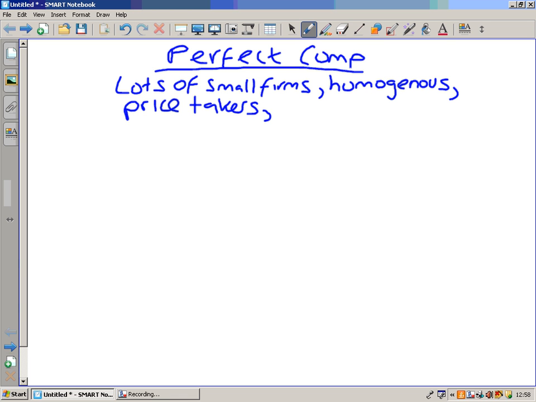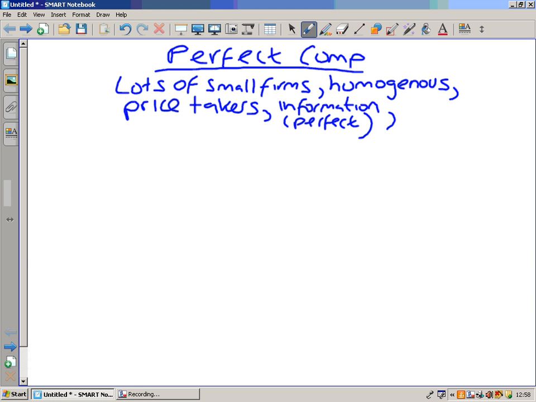The reason for that is because of information. We have perfect information. People know where the cheapest products are. If one company tries to exploit, maybe thinking customers don't know how much something is, then customers will go elsewhere.